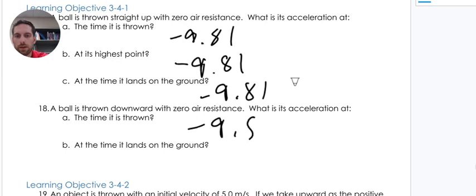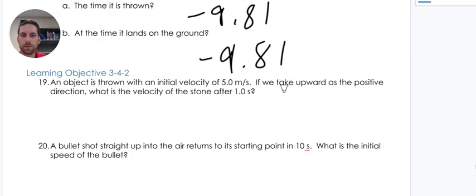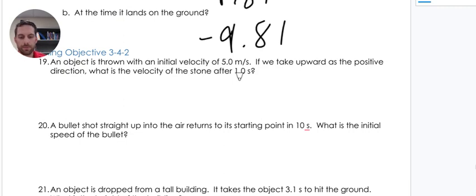It's always acceleration due to gravity. And we're choosing negative because it's pointed downward in this case. Okay, so this one, it's thrown upward with an initial velocity of 5. We want the velocity of the stone after 1 second. So upward is positive, tells you the positive direction here. That's a keyword, so we know downward is negative.